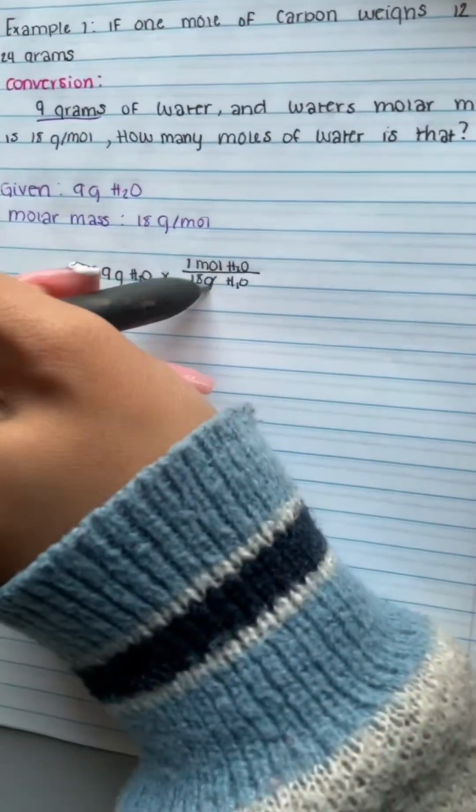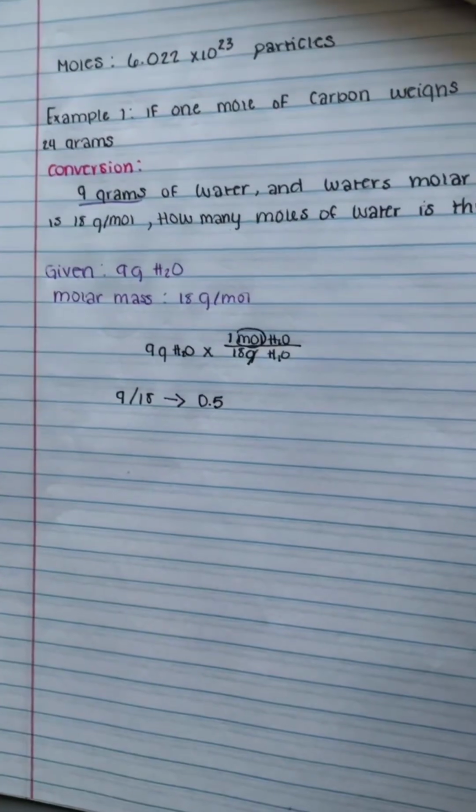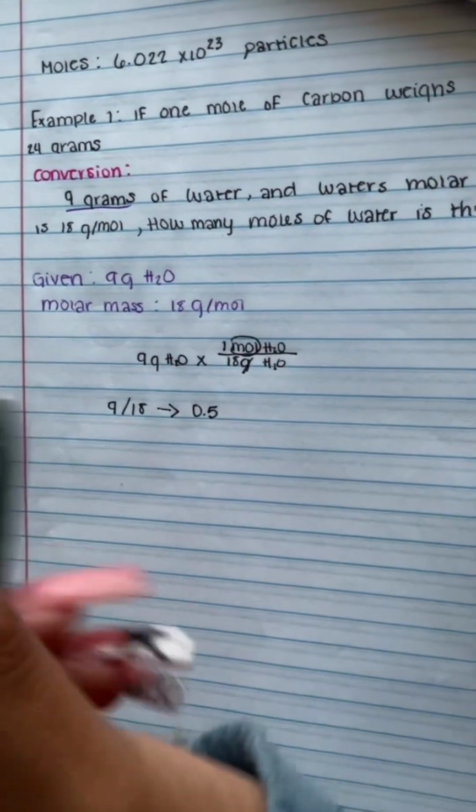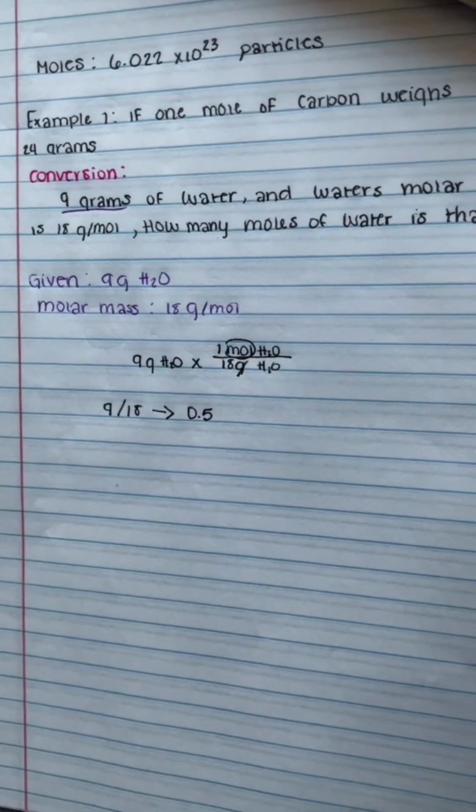Now we want to cross out the grams so that we only have moles left. Now we're just going to divide 9 by 18 and we get 0.5. That means we have half a mole of water.